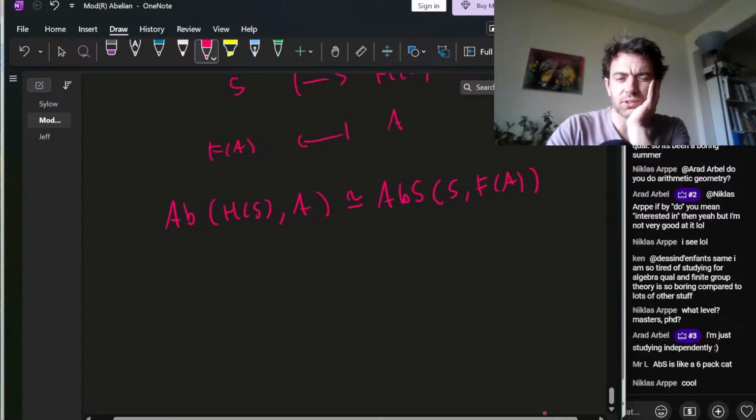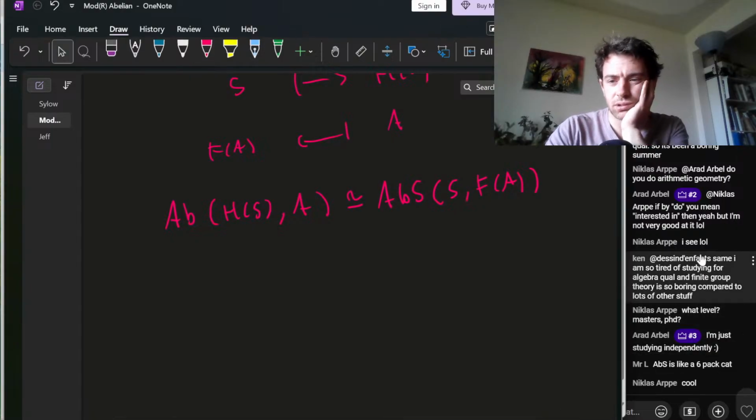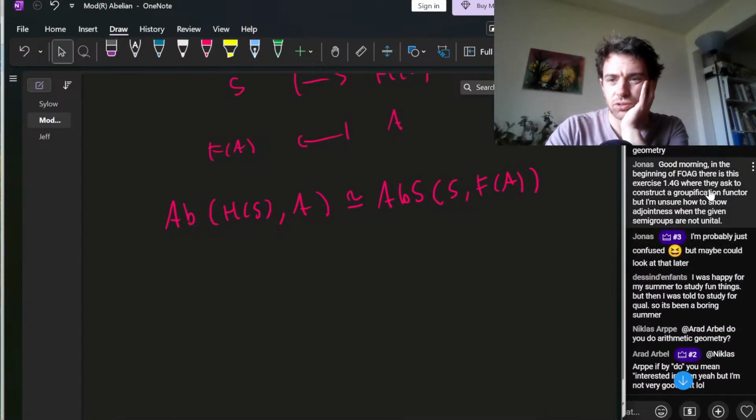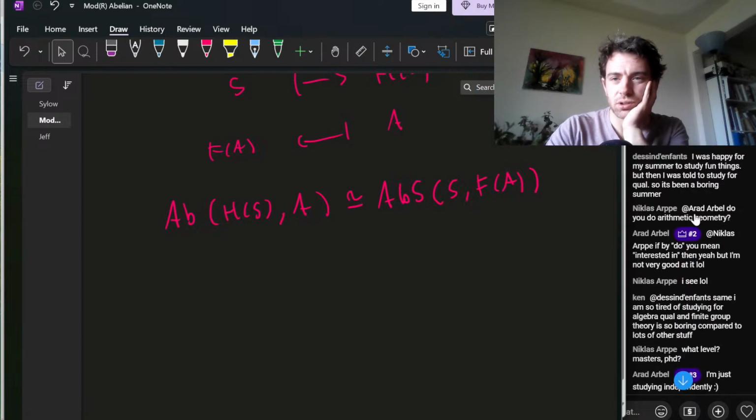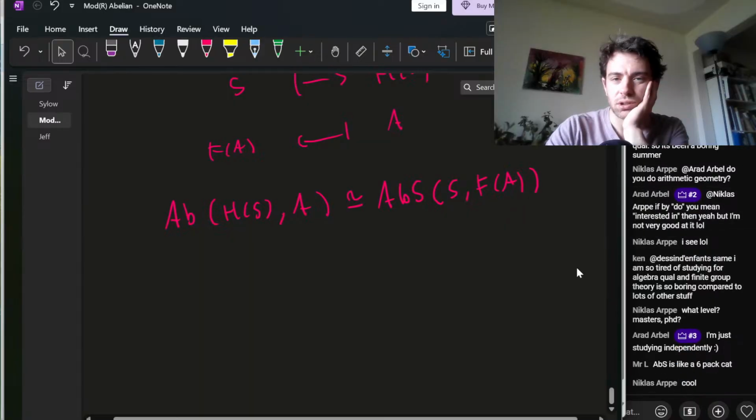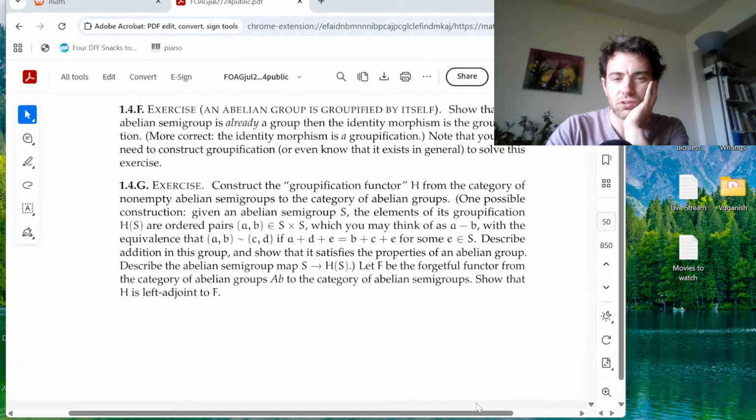So okay. And let's see. What was this question? They asked to construct groupification, unsure how to show adjointness when the semigroups are not unital. I see. And they're not assumed to be unital?